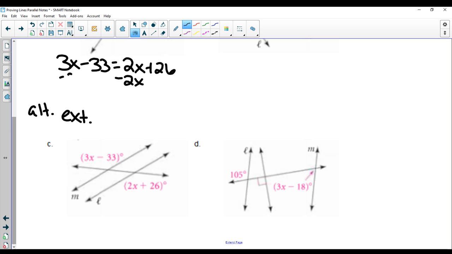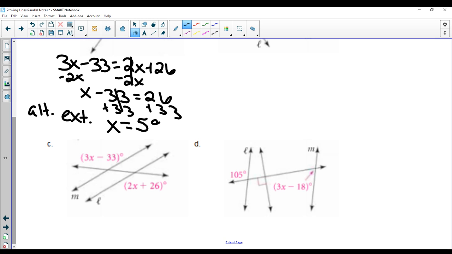I'm going to move the 2x, and add 33. X is going to be 59. All right. When x is 59, we can say L and M are parallel. If x is anything but 59, we can't say they're parallel.